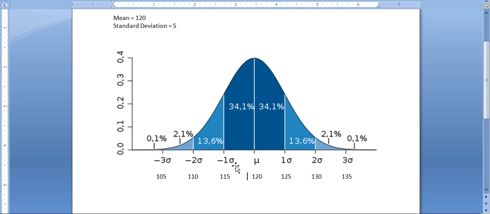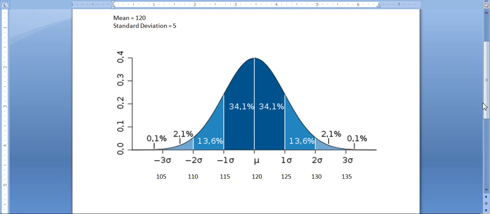We'll subtract 5 from the 120 to get 115. That puts us 1 standard deviation below the mean. And then we'll double that and take 10 from 120. So that will give us 110, which is 2 standard deviations below the mean. And subtract 15 from 120, which puts us at 3 standard deviations below the mean.